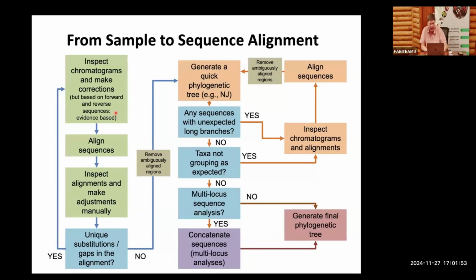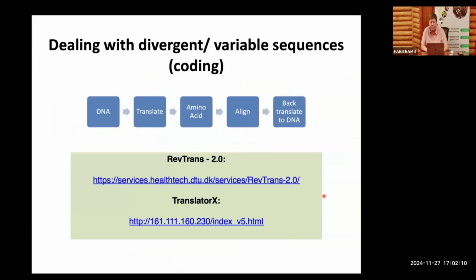Okay, so we're getting close to the end. If you are very happy with everything, you're confident in your alignment, then you can generate your final phylogenetic tree, which is not part of the discussion in this session. Now, I just want to show you something else that you can do.